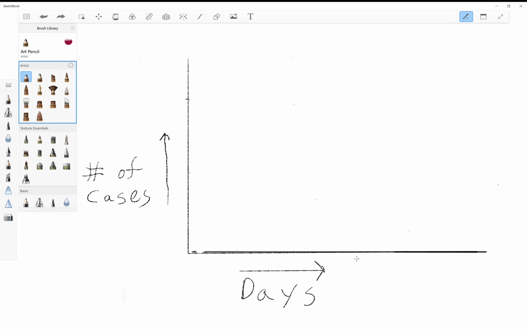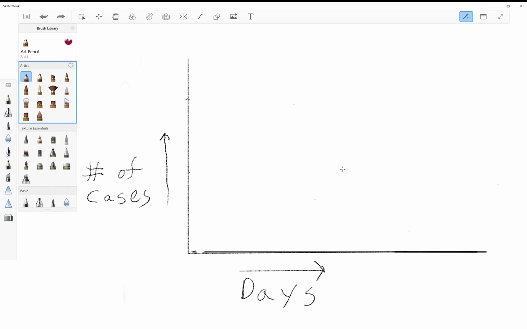bottom here, the x-axis, which is the number of days. So this could be, starting at January, February, March, April, May, June, July, or whatever, week 1, week 2, week 3, week 4, however way we want to measure. But that's the number of days and the number of cases reported for that day or that week or that month. So this would be 10 cases, 20 cases, 40 cases, 50 cases, however, per day.